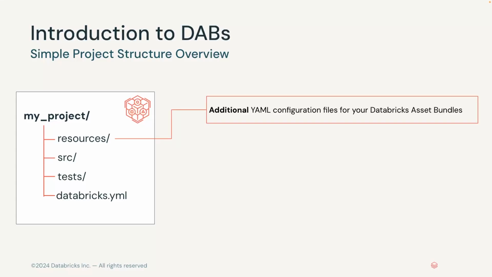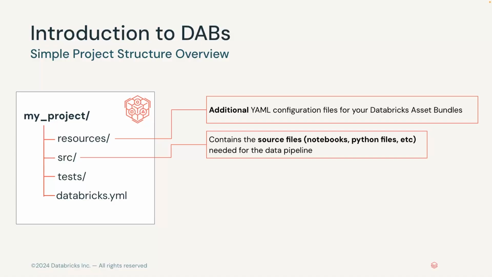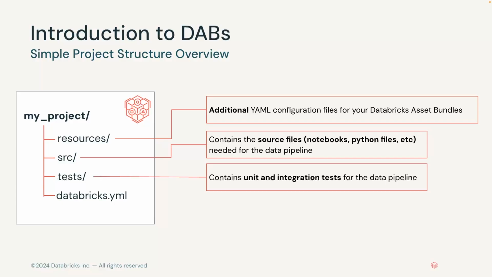The resources folder should contain additional YAML configuration files for your Databricks asset bundles if needed. The SRC or source folder contains the source files needed for your data pipeline, such as notebooks and Python files. The tests folder contains your unit and integration tests for the pipeline. Organizing and modularizing your folders and files will help you during development and maintenance as your project grows. This is a simple example, and your project may have additional files and folders or a different organizational structure.